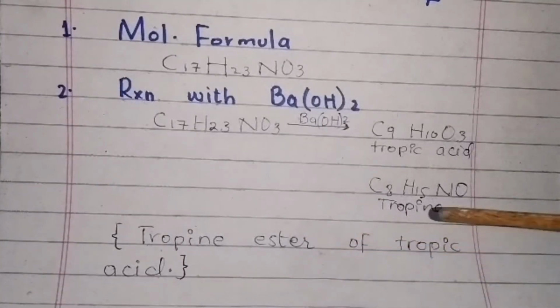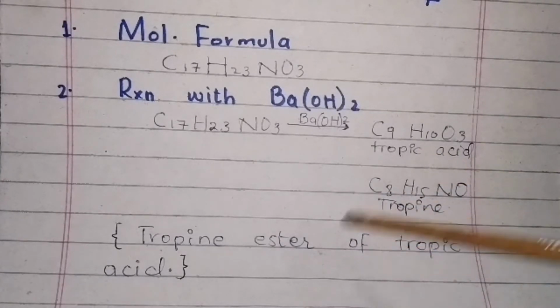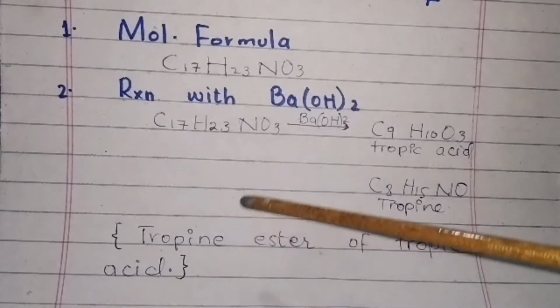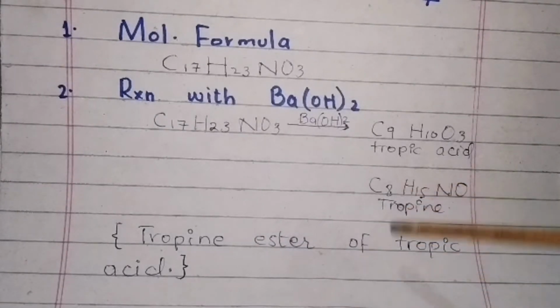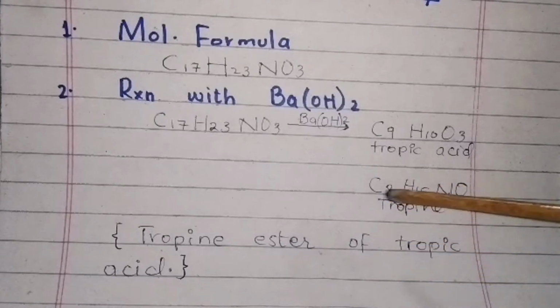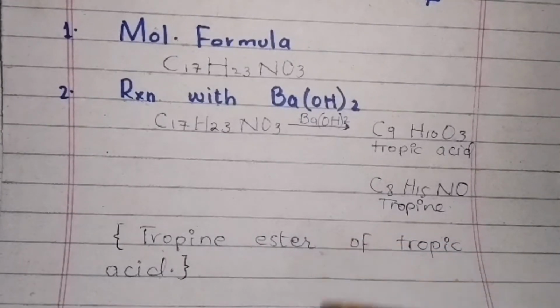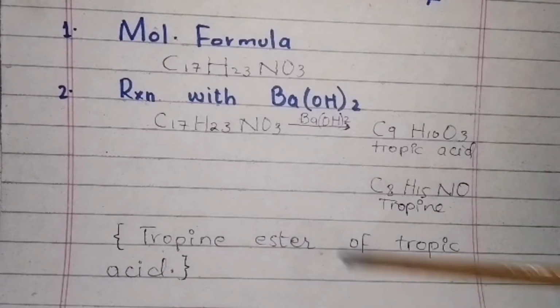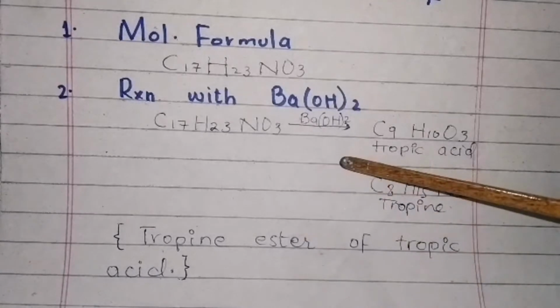OH, and on the other side we have tropic acid with COOH. So the H from the alcoholic group and OH from the acid group will be removed, and they will form an ester, which is the tropine ester of tropic acid, which would be atropine. So that's an idea of atropine.